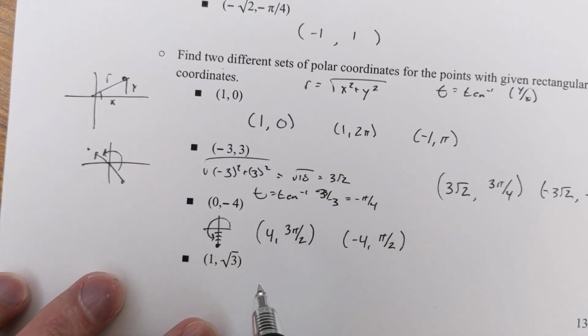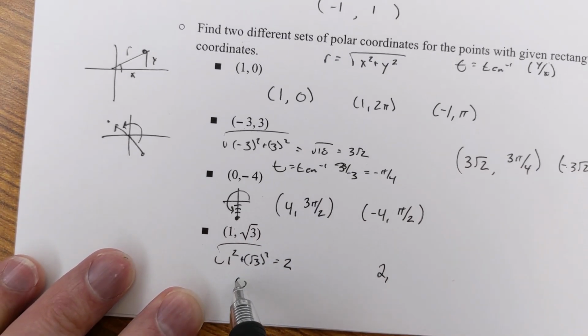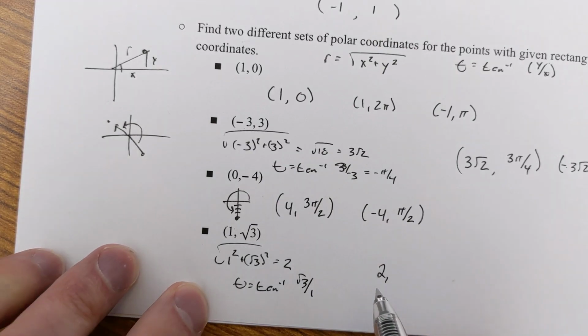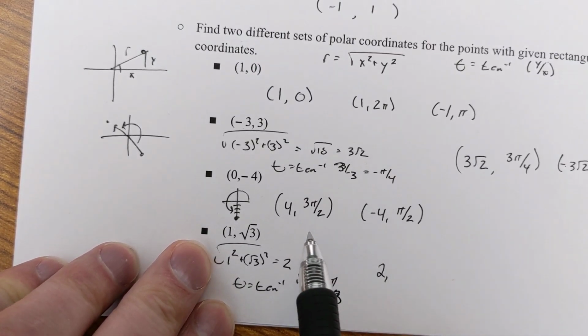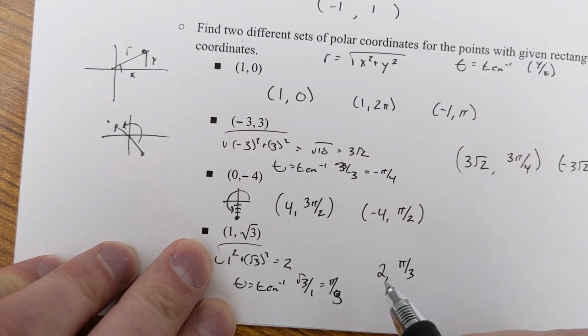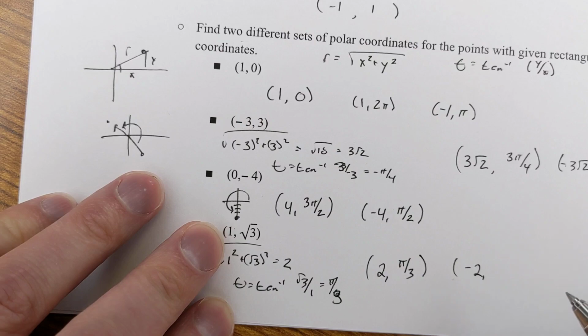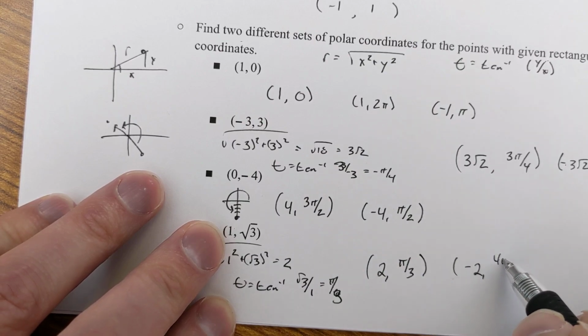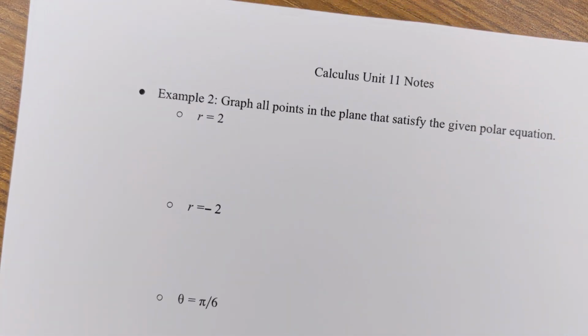And the last one here, the r value is going to be 1 squared plus root 3 squared, which actually is 2. So 2 comma, and that angle, inverse tangent of root 3 over 1 ends up being, nope, not pi over 6, pi over 3. So 2 comma pi over 3, or we can add 180, which would give us 4 pi over 3. There you go. All right, graph all the points.